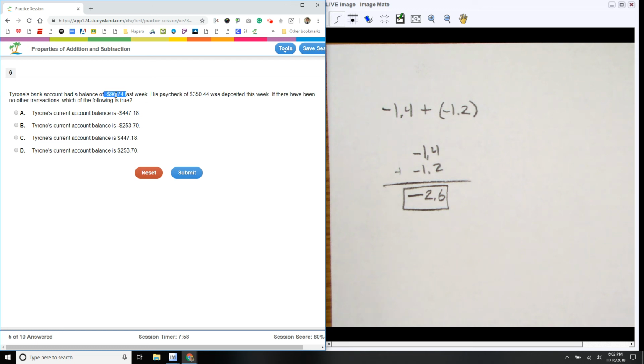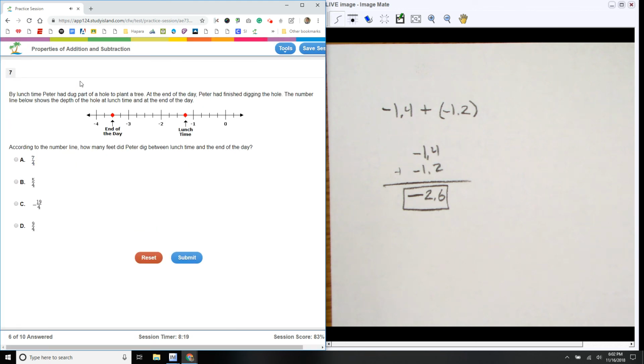Whichever one of these is farther away from 0, your answer is going to be that. So if the negative number you're adding to the positive number is farther away from 0 than the positive number is, then your answer is negative. But because the positive number is farther away from 0 than the negative number is, your answer is positive. So $253.70.